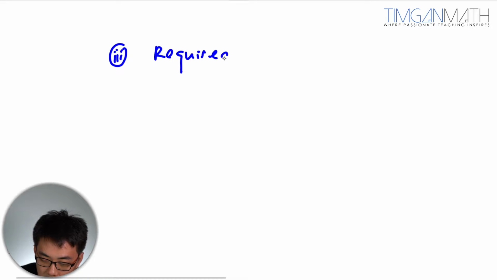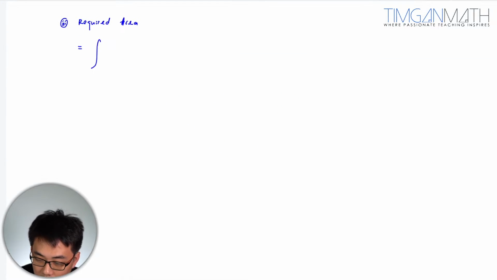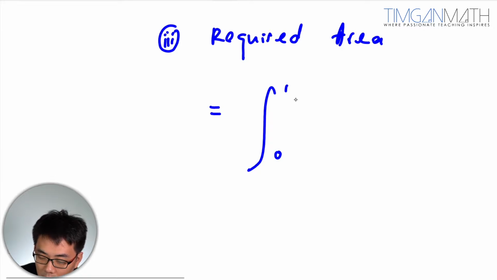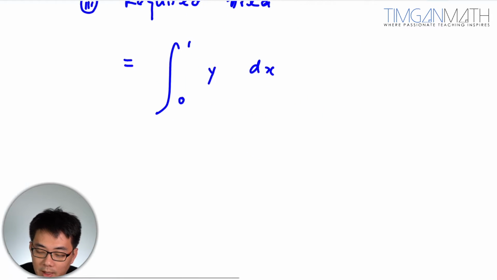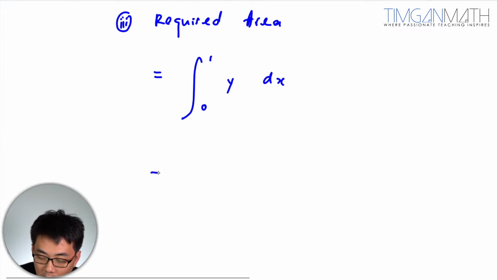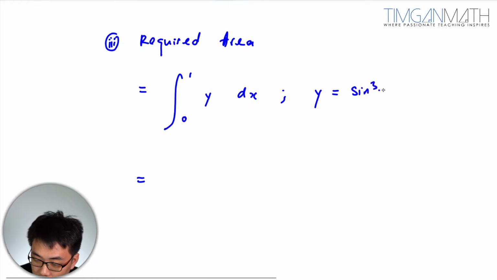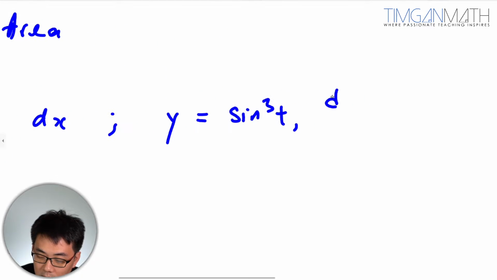So for part 3, the required area will then be the integration from 0 to 1, I believe, 0 to 1, of y dx, right? And then we know that y, our goal here is to change this to parametric form. So we know that y is equal to sine cubed t, and dx dt we found, right?